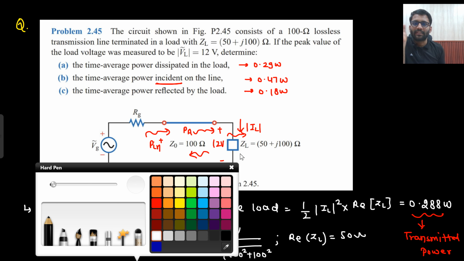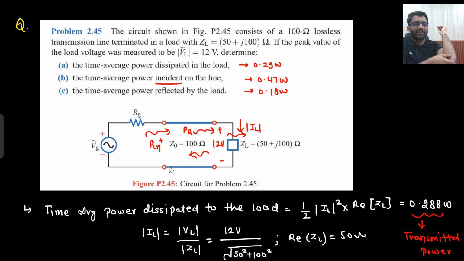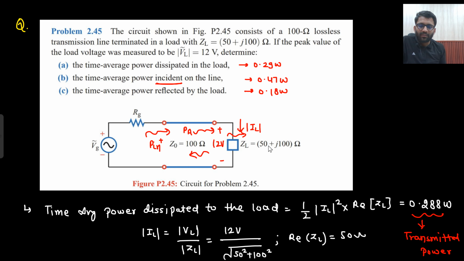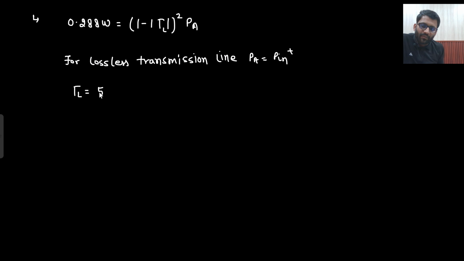We do not have the value of Rg, right? No, we do not have the value of Rg. Otherwise, I could have found V naught plus as well. But this I'm not going to do. Why? Because I know that this will be my P in plus, so the gamma value I can find. Mode of gamma L, this I can find. How? ZL minus Z naught upon ZL plus Z naught. So (50 plus j100 minus 100) divided by (50 plus j100 plus 100).